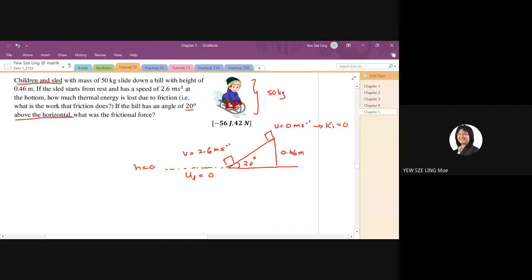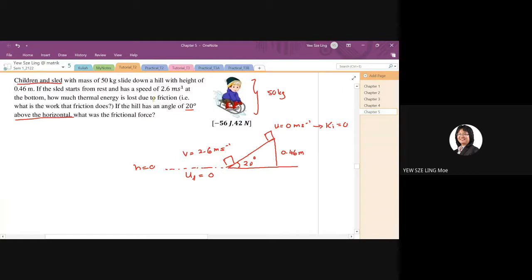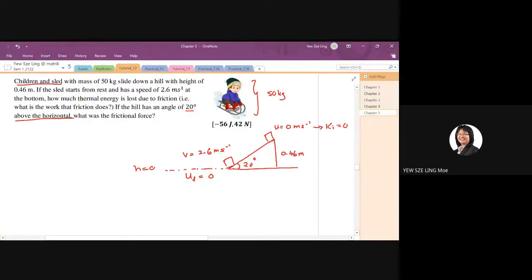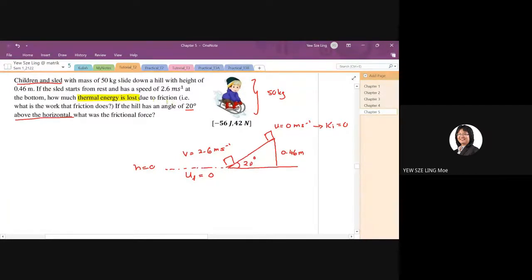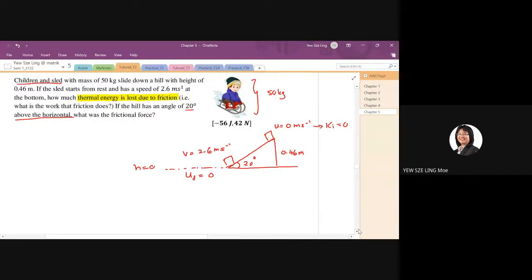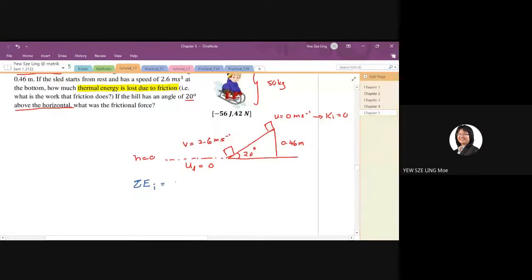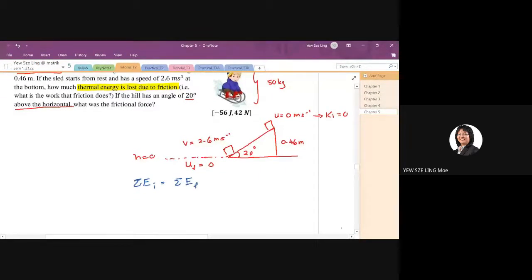According to the question, this object experiences a loss in energy. Thermal energy is lost. So you have energy loss in this question. Our main task is to calculate the energy loss due to friction. How are we going to form equations? As usual, we start from the principle of conservation of energy: summation E initial equals summation E final.